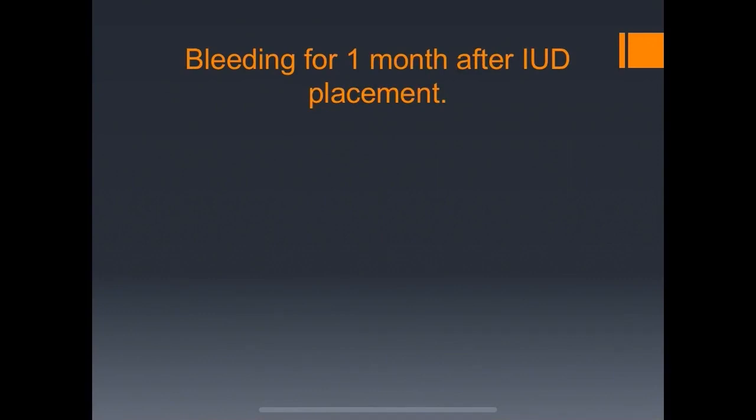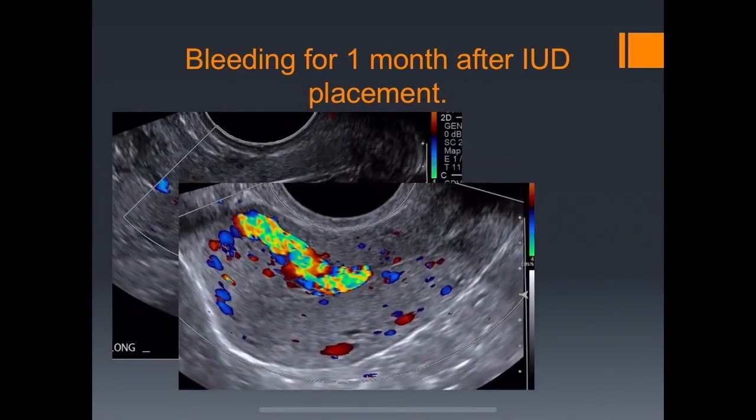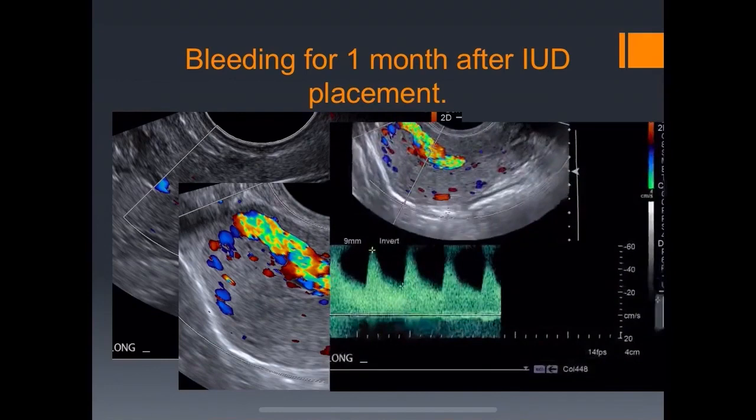This was another case, just a corollary, bleeding for 1 month after IUD placement. Here's the IUD. It's kind of low in position, not great. Color, you see all this hypervascular flow extending into the myometrium. So this was another case of an AV fistula or malformation secondary to procedure. And this just shows the high velocity, low resistance flow.